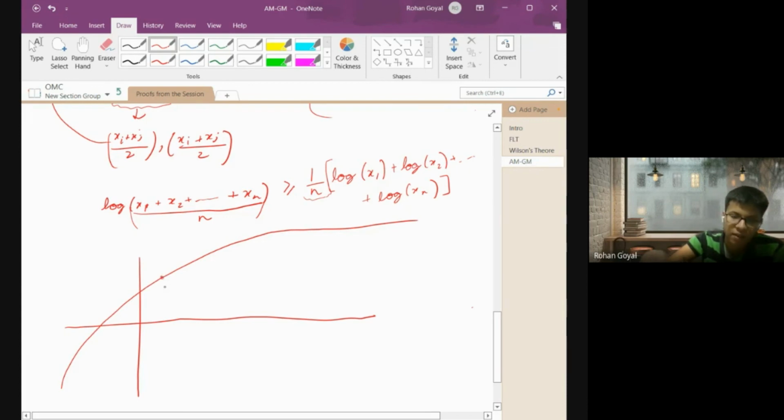What they're saying is, if log x1 is some point here, log x2 is some point here, log x3 is some point here, and so on, and you consider this polygon and its centroid, this centroid lies somewhere here, which is 1 by n of log x1 plus log x2 plus log xn. But this is below this graph. So the log of the average is above it. That's all they're saying.